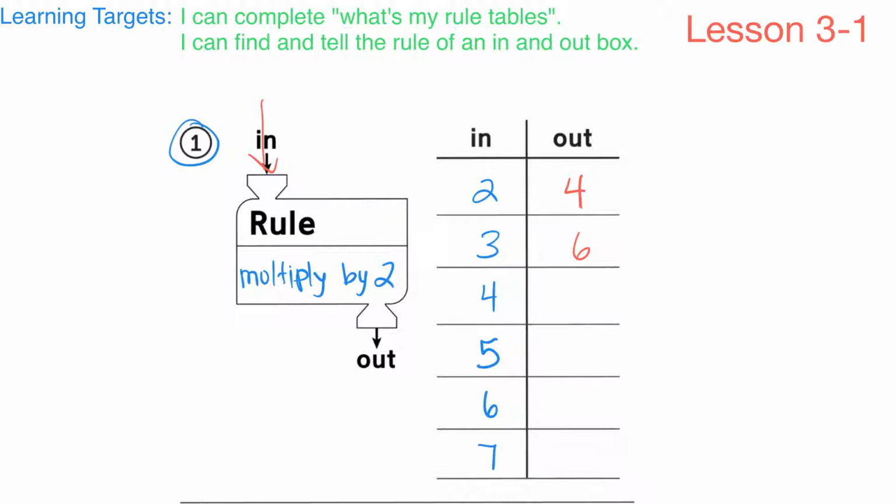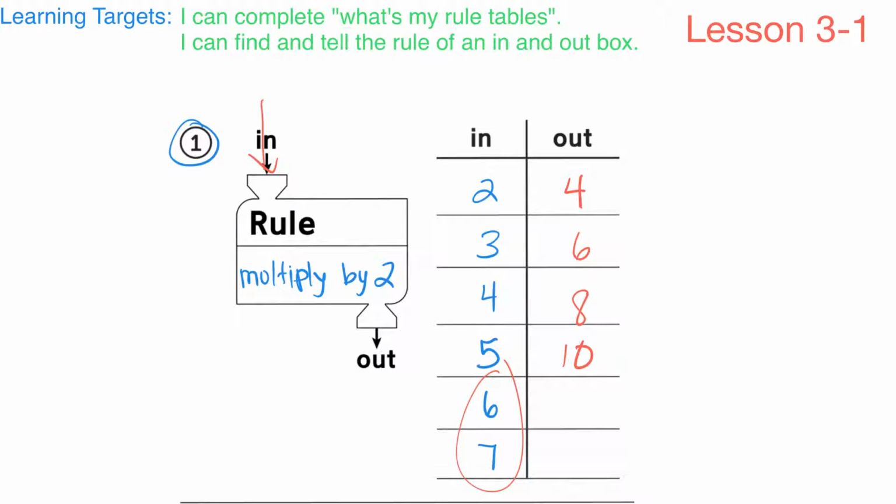I'm going to do the same thing now with 4. 4 into the rule box. 4 times 2, 4 plus 4 is 8. I'm going to continue on with that rule. I put 5, the number 5 in, and out comes 10. Now I'm going to do the same thing. You might already be able to go ahead of me, and if you'd like to try so, you could pause the video and try 6 and 7 on your own.